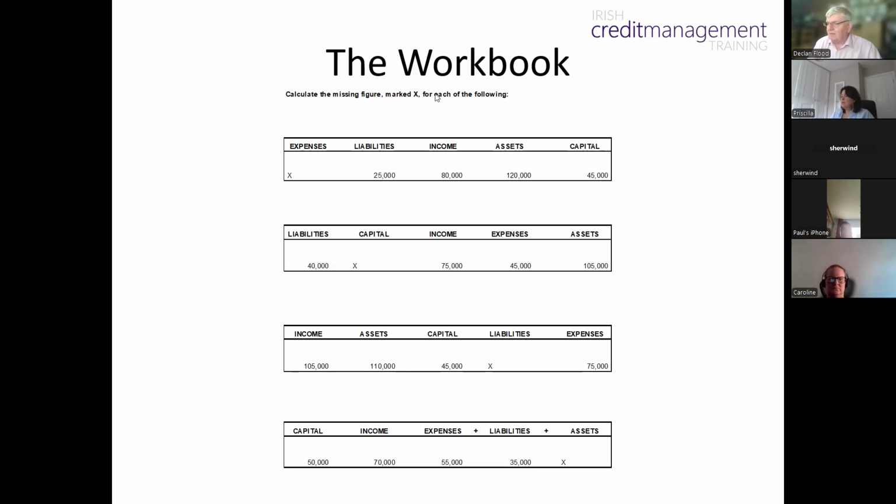So calculate the missing figure marked X for each of the following. So we're given 4 pieces of information. We're told what the company's liabilities are, in other words, what they owe, their assets, which is what they own, the income, which is what they sold, and the capital, which is what they're worth. And you're asked to work out what the expenses are. Now, I'm fairly sure not one of you could do that now. That's why you're coming here to learn.